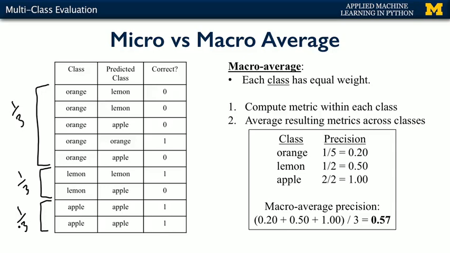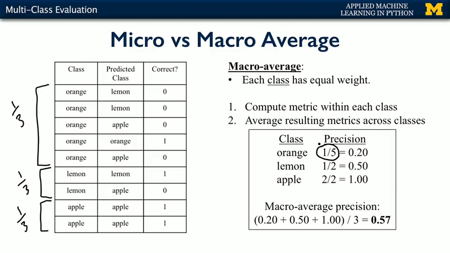So there are 2 steps to compute macro average precision. The first one is to compute the metric. So in this case, we're going to compute precision within each class. So let's take a look at the orange class. There are 5 total examples in the orange class, and only one of them was predicted correctly by the classifier. And so that leads to a precision for the orange class of 1 out of 5, or 0.20.